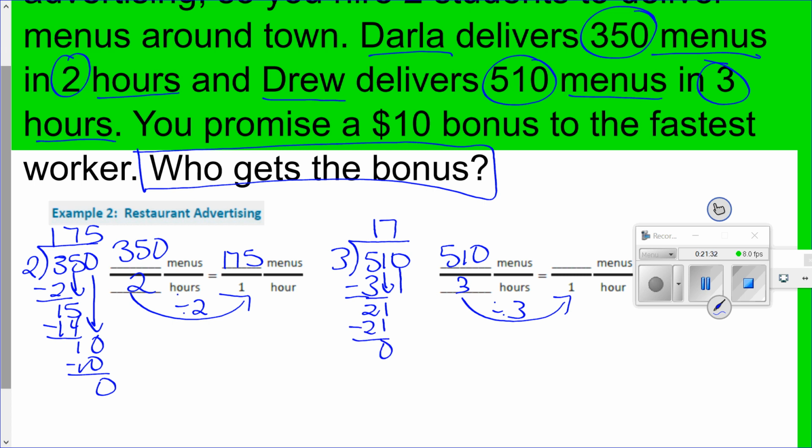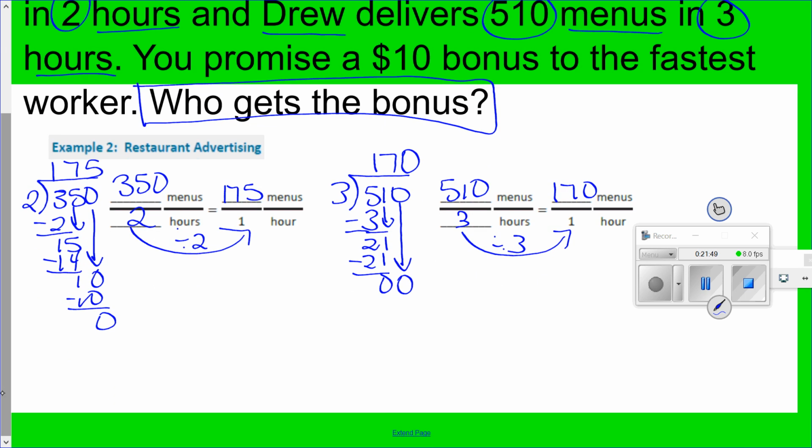Leaves 0. I still have to use the 0 they gave me. Can 3 go into 0? No, it goes 0 times. So I get 170 menus per hour for Drew. So looking at this, who got the $10 bonus? Darla, because she delivers 5 more menus per hour.